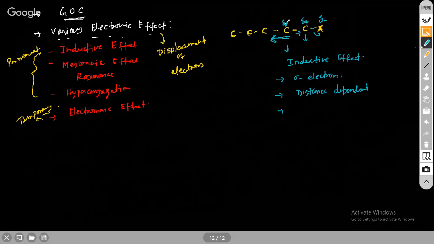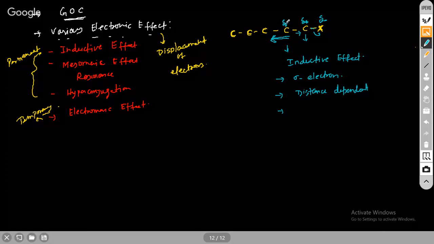But this thing is not true when we have resonance, or the mesomeric effect. In the mesomeric effect, this is not true because pi electrons are involved, and that is not distance dependent. For that, conjugation is required. If conjugation is not there, then there is no displacement of electrons in the mesomeric effect. So there are two or three characteristics of the inductive effect we have.